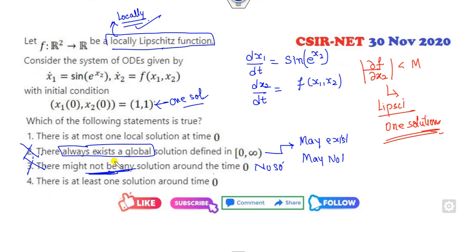Fine. So that means at most one solution will be here. One solution will be here, at least one solution will be here. Because this condition is also satisfied, one solution exists. A unique solution is only guaranteed when the global Lipschitz condition is satisfied, but here it is only local, so it means at least or at most one solution will be there.